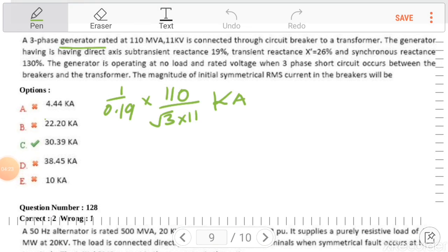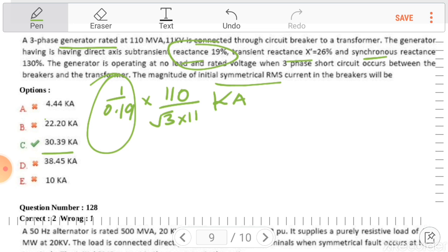In the next problem, a three phase generator is given with its rating and three reactances, but to find the initial symmetrical RMS current we need only the subtransient reactance. So the initial symmetrical RMS current in the breakers will be 1 divided by the reactance 0.19, multiplied by the total MVA 110 divided by root 3 into kilovolt 11, in kiloamperes. This is the symmetrical RMS current in per unit, and we multiply it by the base current to get the actual value, 30.39 kiloampere.